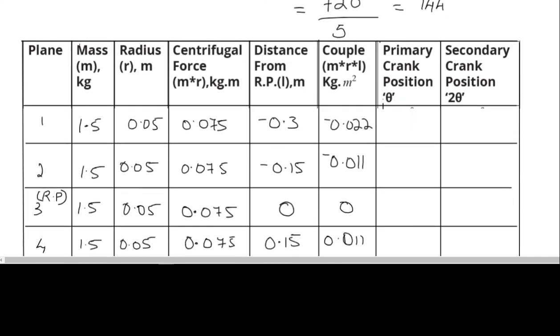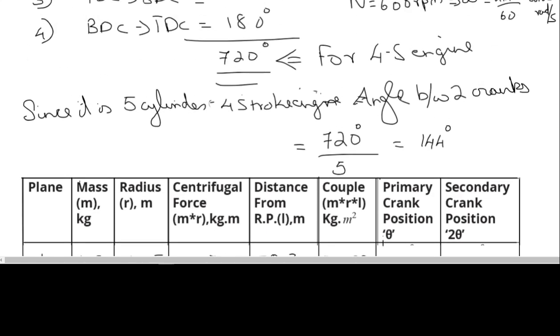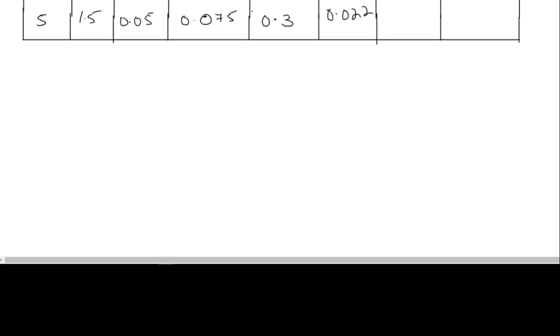Now the crank position. This is the time when it really matters. We know that for a 4-stroke engine there will be 720 degrees of travel, and for a 5-cylinder engine the angle between two cranks will be equally divided between all the cranks of the total travel. So the total travel is 720 and 5 cylinders will have 720 divided by 5, that is 144. But the firing order is given, so we know the firing order. The firing order is given as 1, 4, 5, 3, 2, 1.